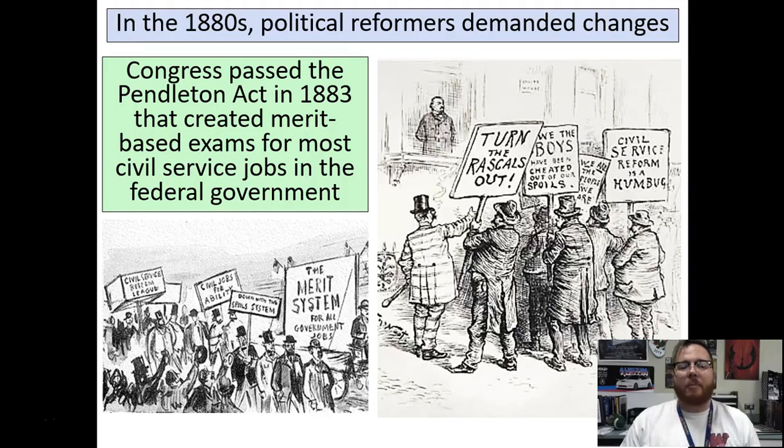So in the 1880s, political reformers demanded changes. Congress passed the Pendleton Act in 1883 that created merit-based exams for most civil service jobs in the federal government. And what a concept, right? If you want to do a job in the government, you have to pass a test to prove that you are able to do that job.